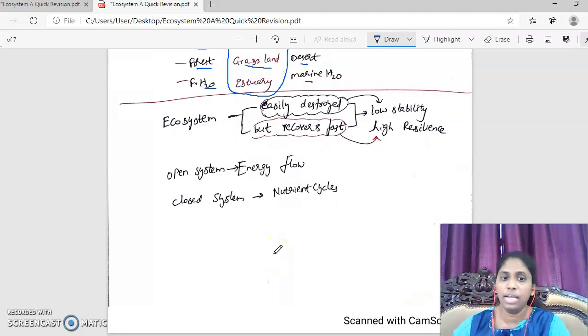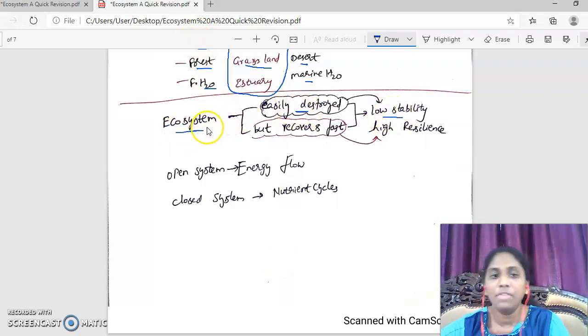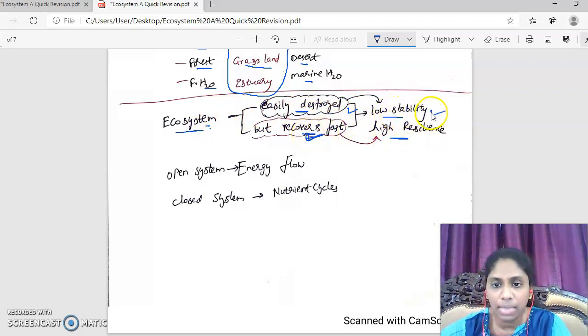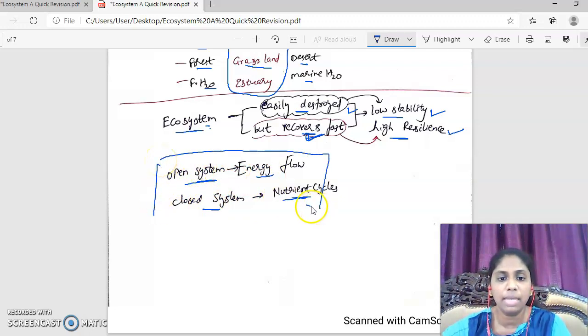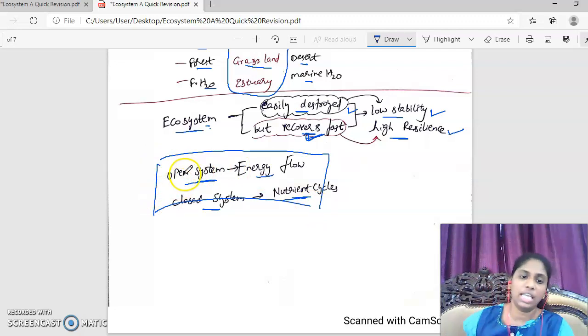Now we get this very important point, children. If an ecosystem is easily destroyed, you call it low stability. If the same ecosystem recovers fast after destruction in some time, you call it high resilience. So any ecosystem which can be easily destroyed but can recover as fast as it can is called low stability, high resilience type. Now open system, example energy flow. Closed system, example nutrient cycles. This is very important. Open system, energy flow. Closed system, nutrient cycles.